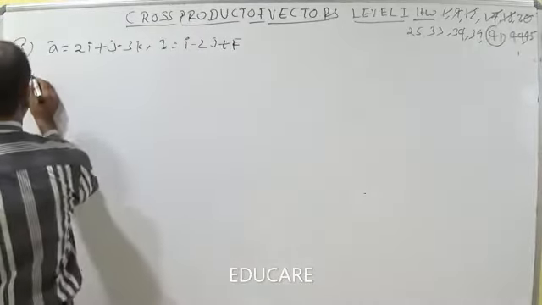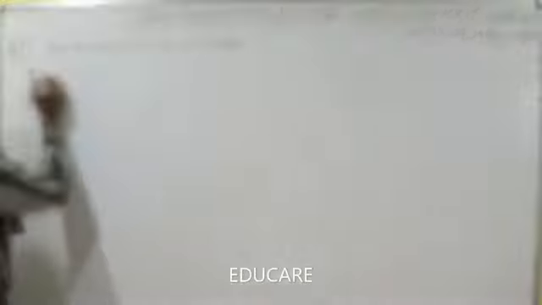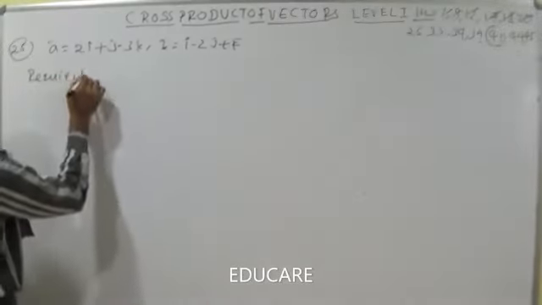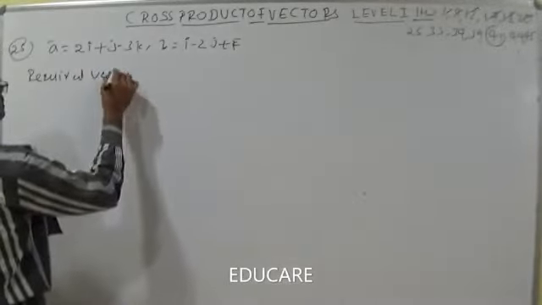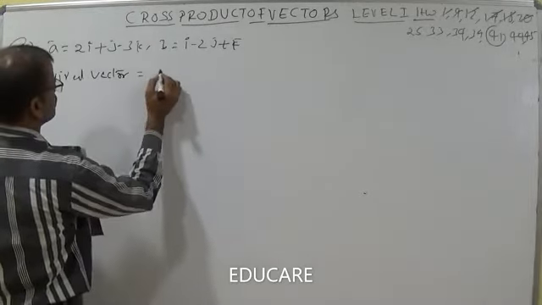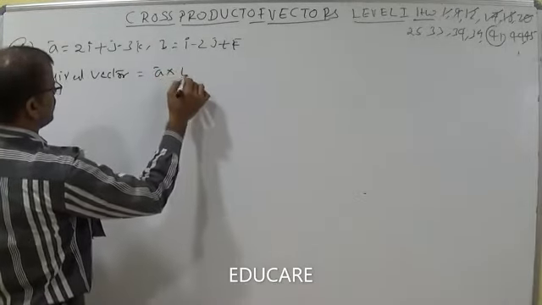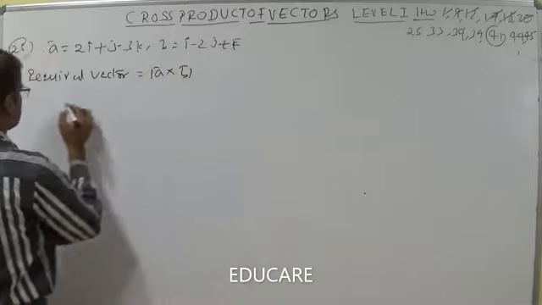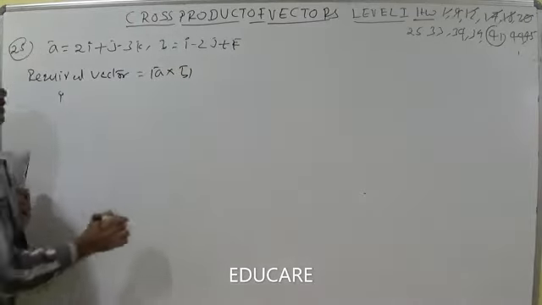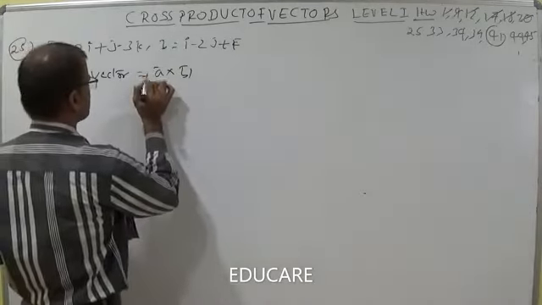I am writing the required vector. What is the required vector? The vector which is perpendicular to both A and B. The required vector is A cross B by its magnitude, with plus or minus you can put here.